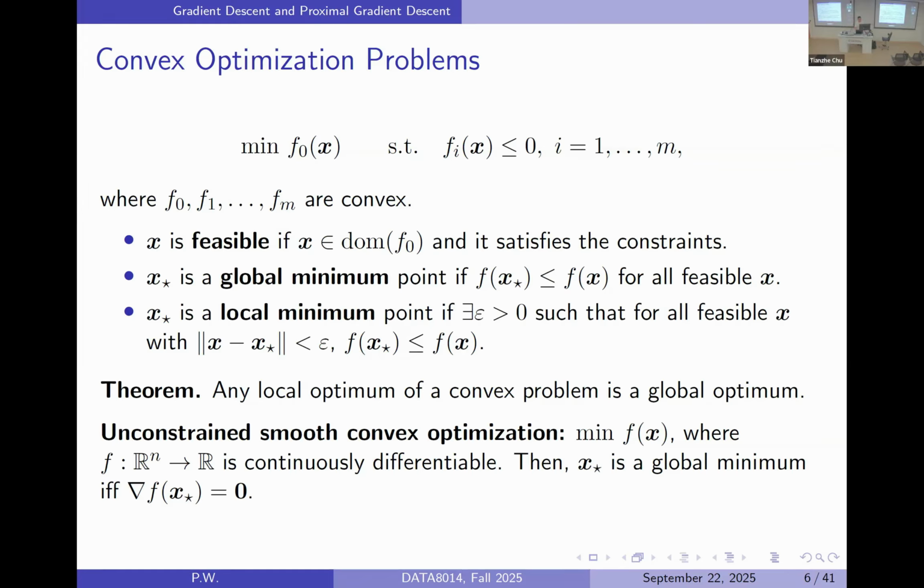Okay, any questions about convex optimization problems? This is very basic. And we can go ahead.